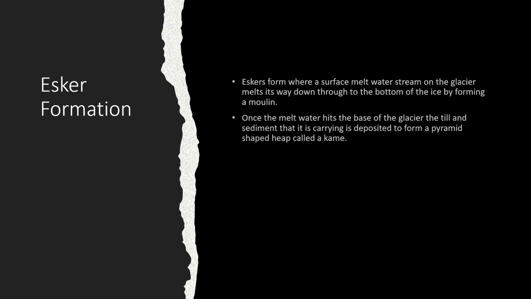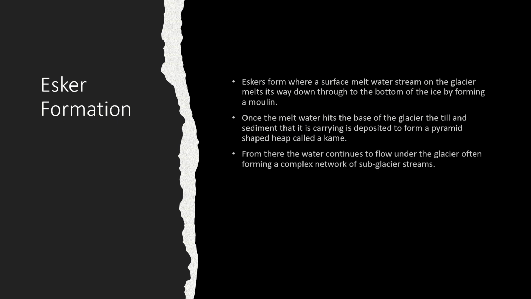Once the meltwater hits the base of the glacier, any material that it was carrying will be dumped there, and that creates a cone-shaped pile called a kame. From that point, the water then flows underneath the glacier, and it continues to carry any sediment, grit, gravel, and other material such as till with it. And that can form a complex network of subglacial streams.